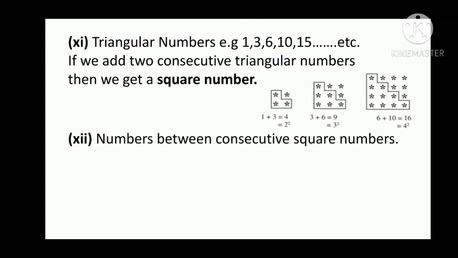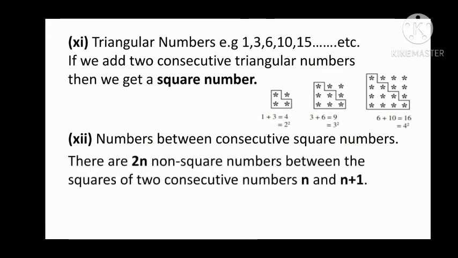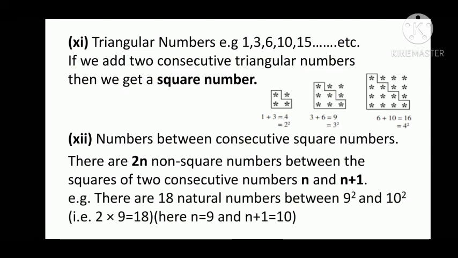Now, another method we have learned is how to find the natural numbers between the squares of two consecutive numbers. There are 2n non-square numbers between the squares of two consecutive numbers, that is n and n plus 1. Let us take an example. There are 18 natural numbers between 9 square and 10 square, that is 2n. Here n is equal to 9 and n plus 1 is equal to 10. So 2 into 9, that is equal to 18 natural numbers will lie between the squares of two consecutive numbers, that is 9 square and 10 square.